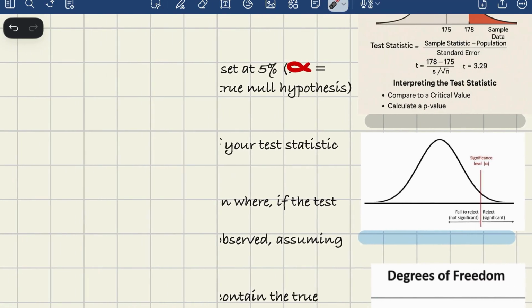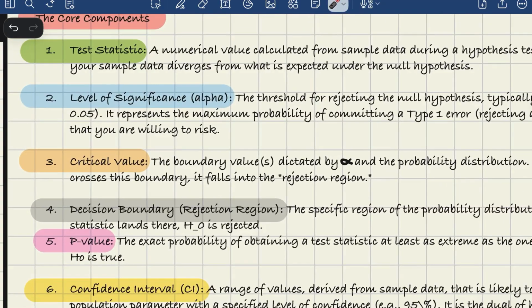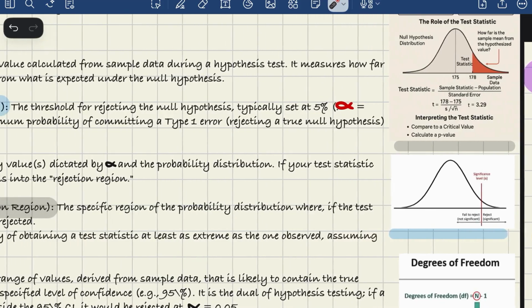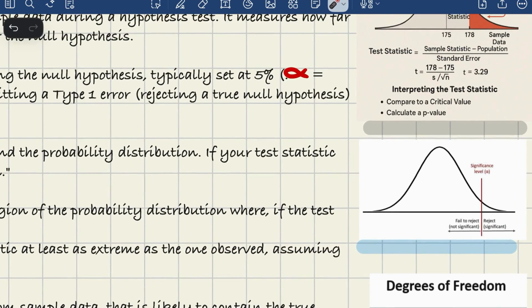Next we have the critical value. The critical value is the boundary line on your distribution curve. It is dictated entirely by your alpha. So whatever the value of alpha, this is the rejection region. This is the critical value. It can be here, it can be here. It depends on alpha, it depends on the significance level.